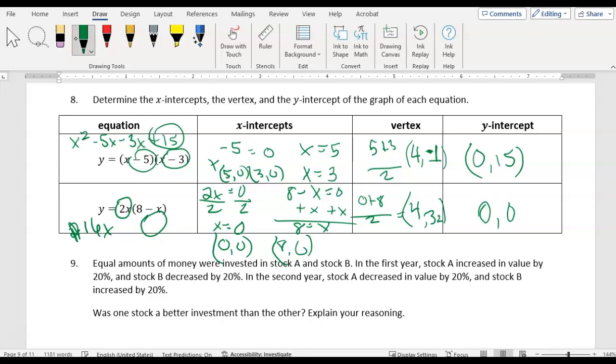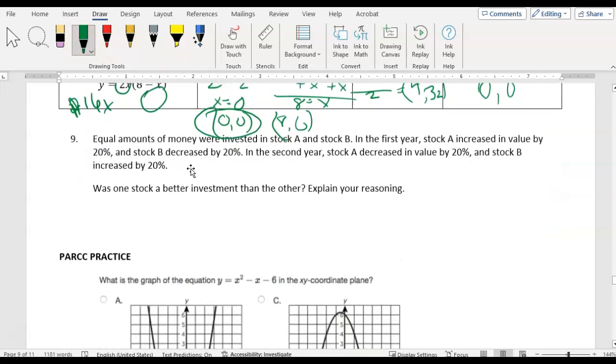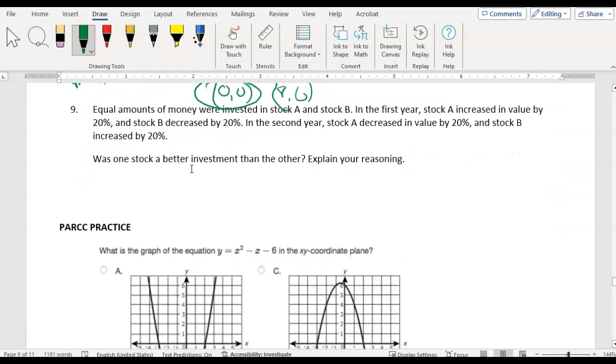It does go through the origin, and we see that here with the x-intercept as well. So in this case, it's both the x-intercept and the y-intercept. All right, number 9 is a practice of review.